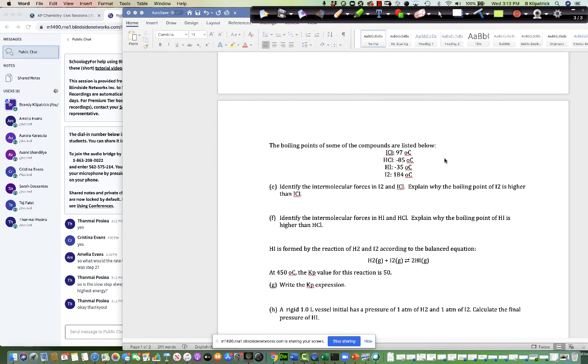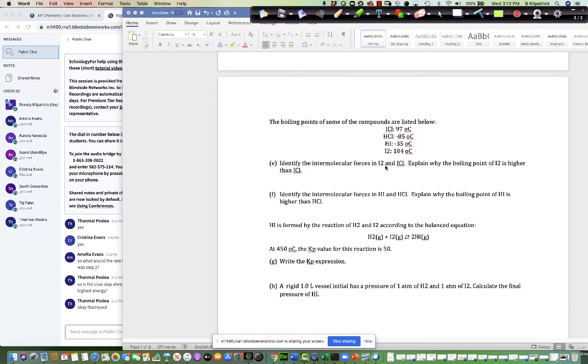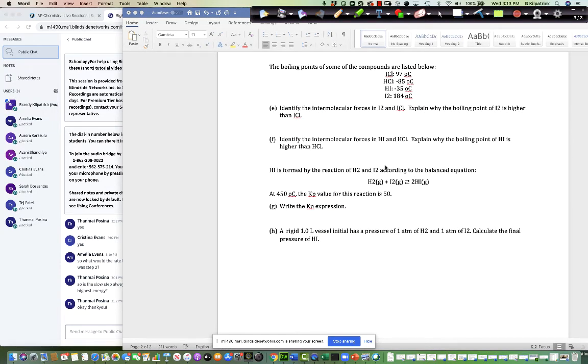Okay, so the next one is asking about intermolecular forces. Okay, so we have boiling points. So we have to identify the intermolecular forces in I2 and ICl. Well, I2 is just I bonding to itself, so I2 is nonpolar. So the only thing that I2 is capable of is LDF.